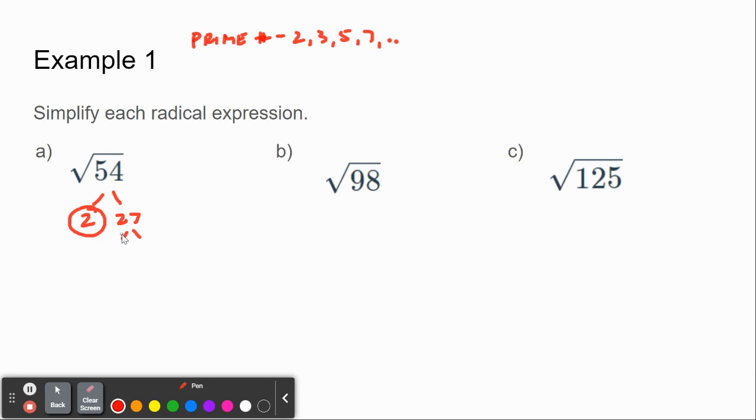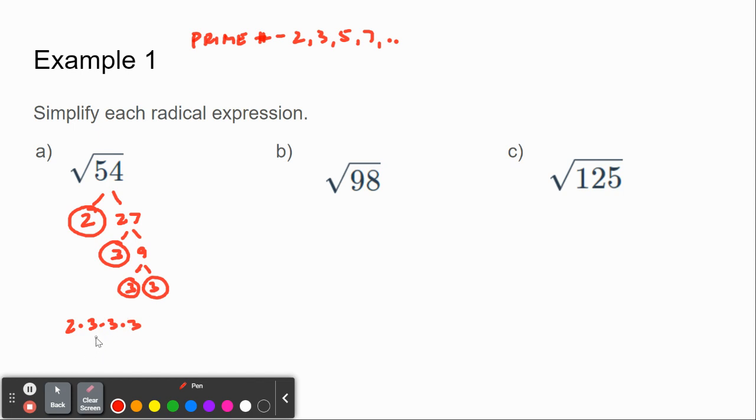Now, let's break down 27. 2 does not go into 27, but 3 does. 3 goes into 27, and again, you can use Desmos or your brain, 9 times. 3 is prime. 9 breaks down into 3 times 3, and both of them are prime, and we're done. Once all of your factors are prime, you are done. So what this is, is 1 two and 3 threes.